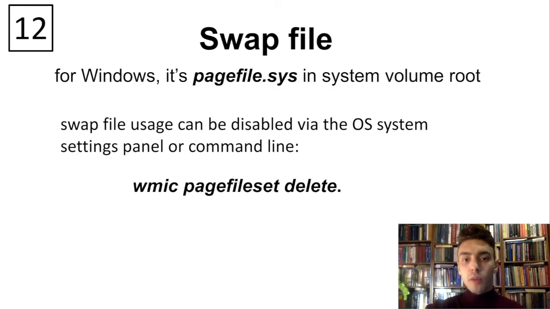The primary purpose of the swap file for Windows, pagefile.sys in the system volume root, is to free RAM from data unused at the moment by writing it to disk storage. Most users have a sufficient amount of RAM, so swap file usage is not required, but Windows always creates it by default. In this case, swap file usage can be disabled via the OS system settings panel or command line.